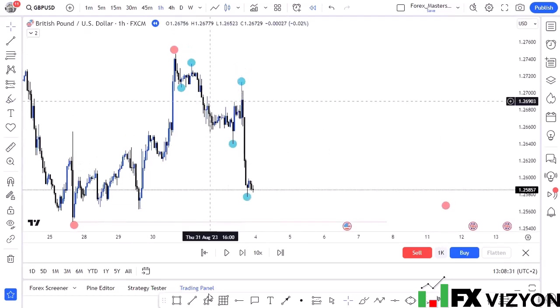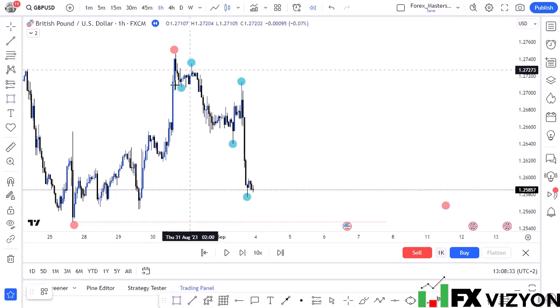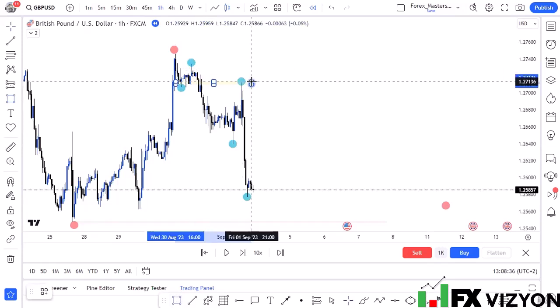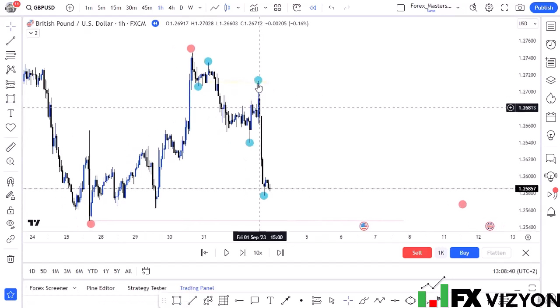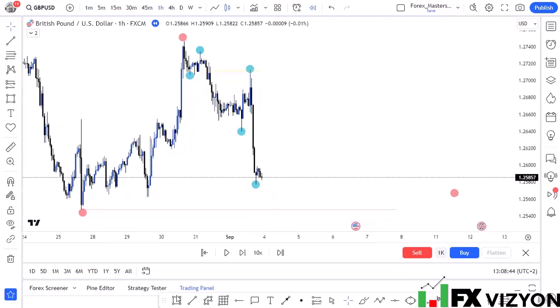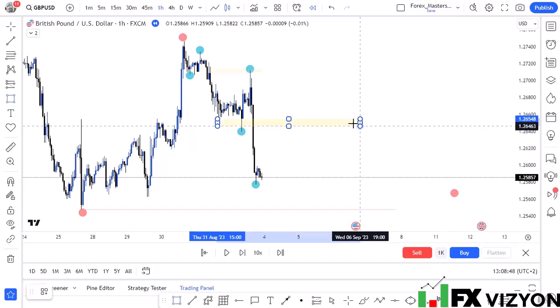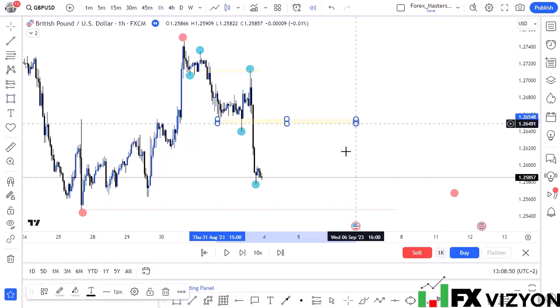You can obviously begin to see that here we had some form of support which became resistance, and price of course came here, and then from there it dropped all the way to the downside. And then what do we have? We have another break, which has not yet been retested by the market.